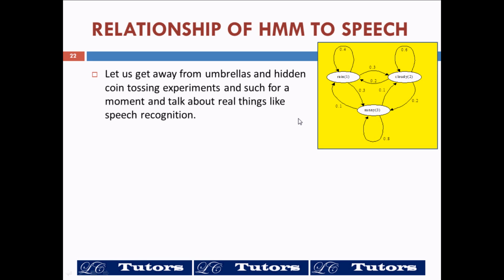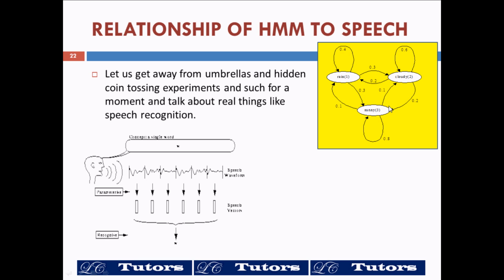So what we saw for the umbrella event, actually the weather problem, is that there were 3 states and there were some probabilities depending on the states. So what is the relationship of that to speech? What is the observation actually? Basically we had an umbrella observation depending on the state, and it is very simple.